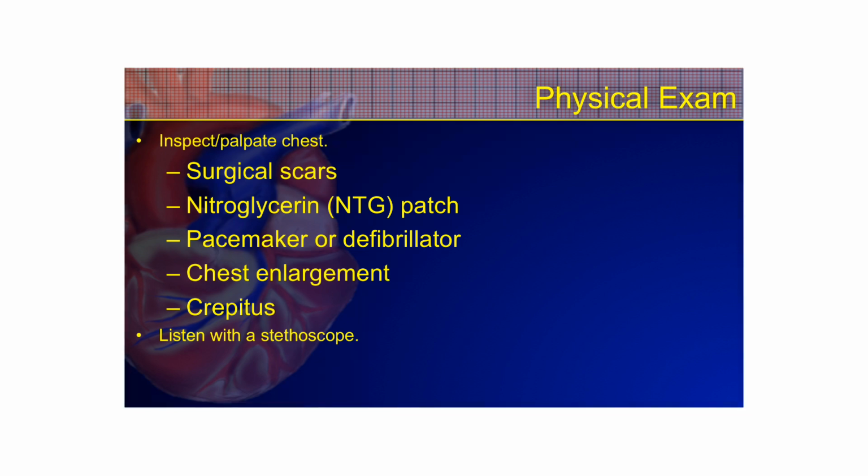Check for chest enlargement or that barrel chest that you might see in a COPD patient. You're going to observe for any signs of crepitus, of course. Listen to the chest with a stethoscope. You're going to auscultate, and then listen for crackles, wheezes, anything that might indicate left ventricular failure with pulmonary edema.